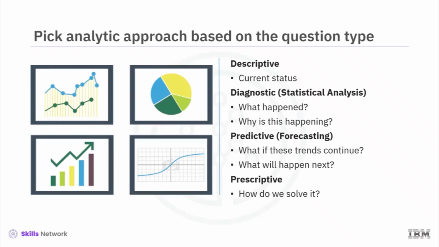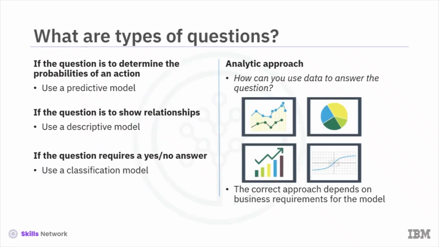This means identifying what type of patterns will be needed to address the question most effectively. If the question is to determine probabilities of an action, then a predictive model might be used. If the question is to show relationships, a descriptive approach may be required. This would be one that would look at clusters of similar activities based on events and preferences. Statistical analysis applies to problems that require counts. For example, if the question requires a yes or no answer, then a classification approach to predicting a response would be suitable.